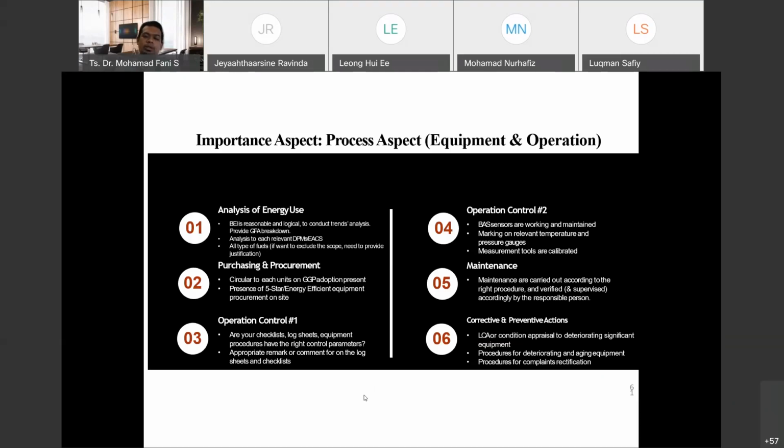Purchasing and procurement, of course, as stated in our energy policy, we have to follow the government green procurement and promote the 5-star rating of the equipment purchasing on the procurement side.